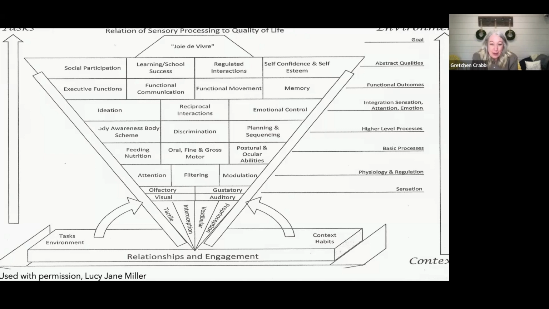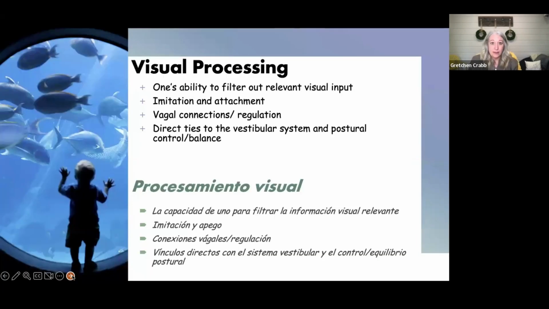including the things that I think we think about the most as preschool teachers, like memory, regulated interactions, social participation, emotional control, ideation, creativity. All of those things are based in sensory processing. If one or more areas of sensory processing aren't working quite as effectively for that child, then it impacts everything else on this triangle. So I hope that you see, just from here, the importance of looking at sensory. Again, we're looking at visual today, but looking at all of the senses and how we perceive that and the impact that it has on our development.